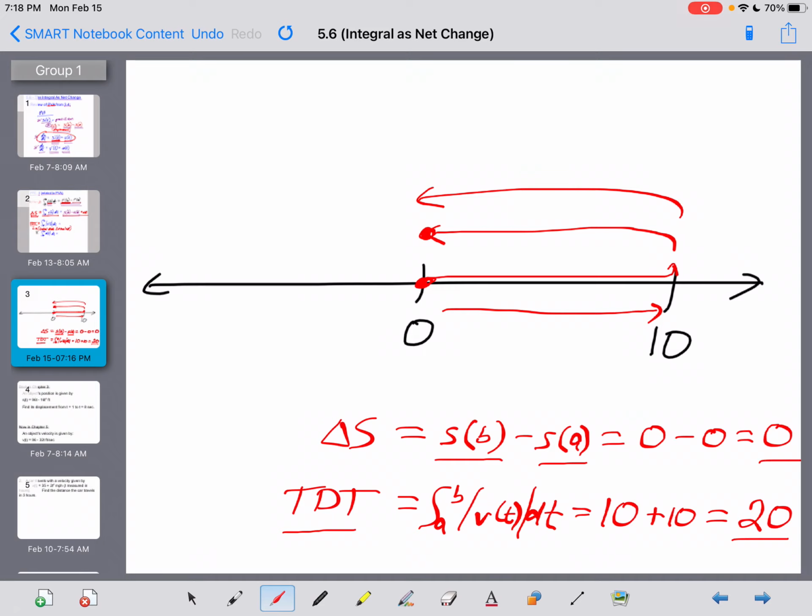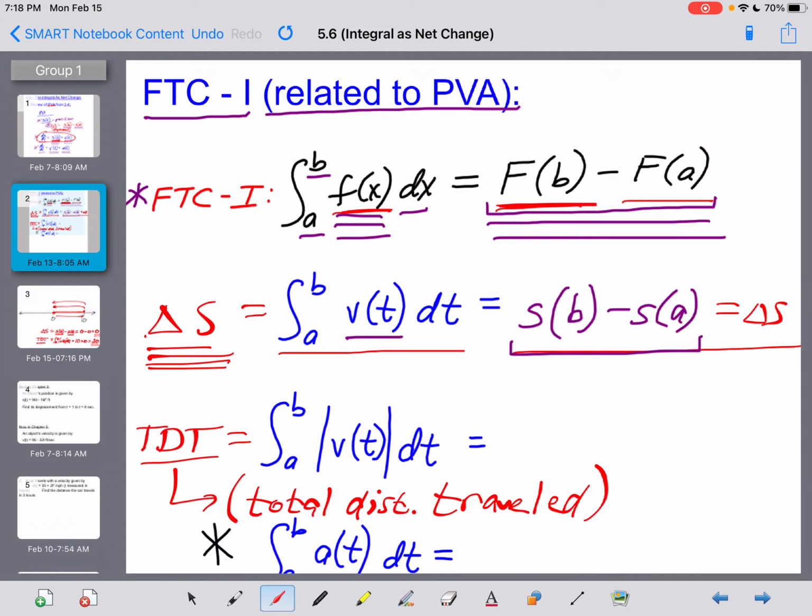So the displacement was 0 because there was no change between its starting position and its ending position, but its total distance traveled was 20 because it moved 10 units in one direction and 10 in the other. So that's a fairly quick explanation there of the difference between displacement and total distance traveled.